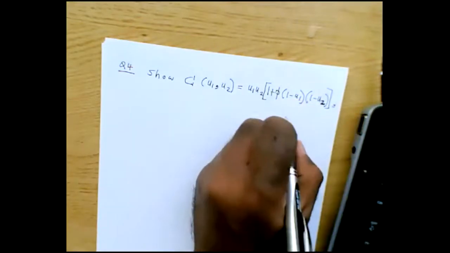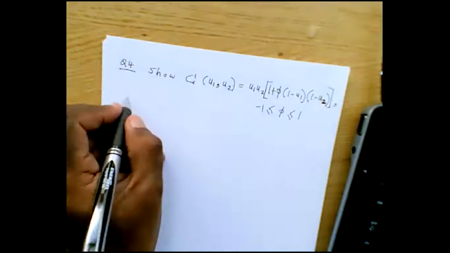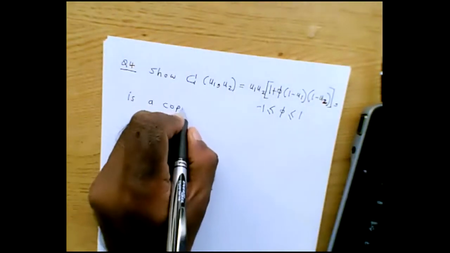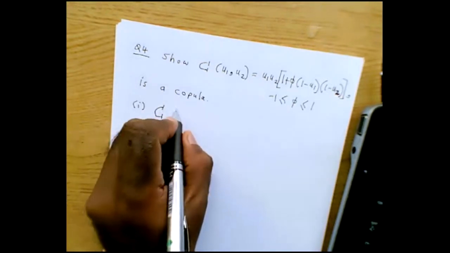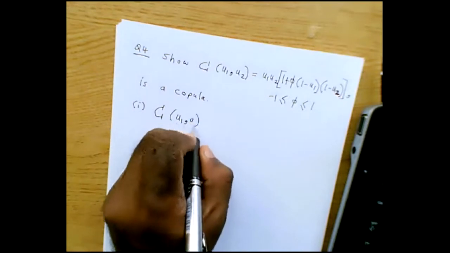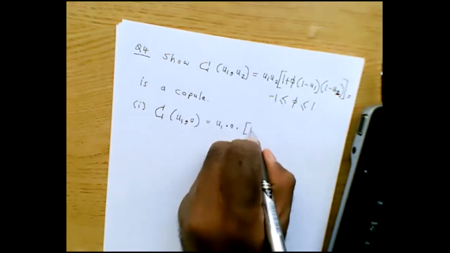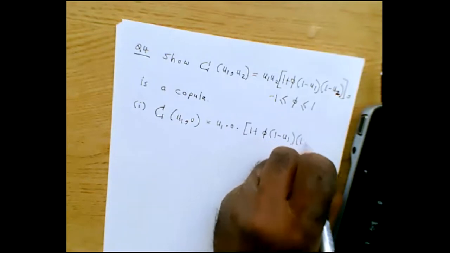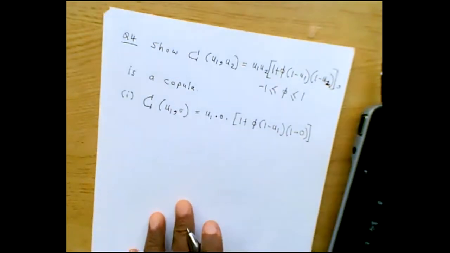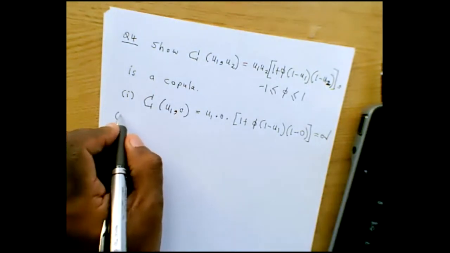where phi is a number between -1 and +1 is a copula, right? First part, I mean, the first four parts are trivial. So you put u1 comma 0, you get u1 times 0 times, all right. So this is clearly equal to 0, right? Because of this one, right? Part 2.